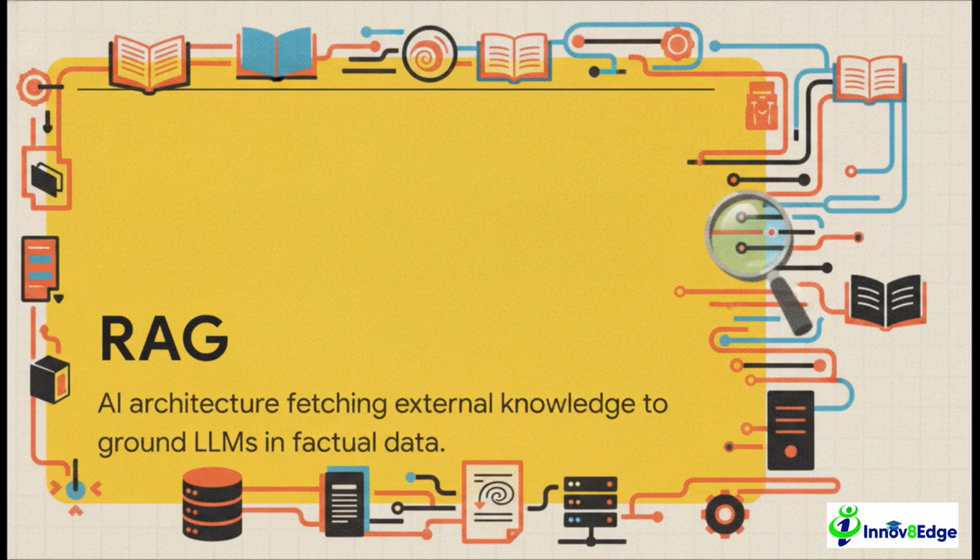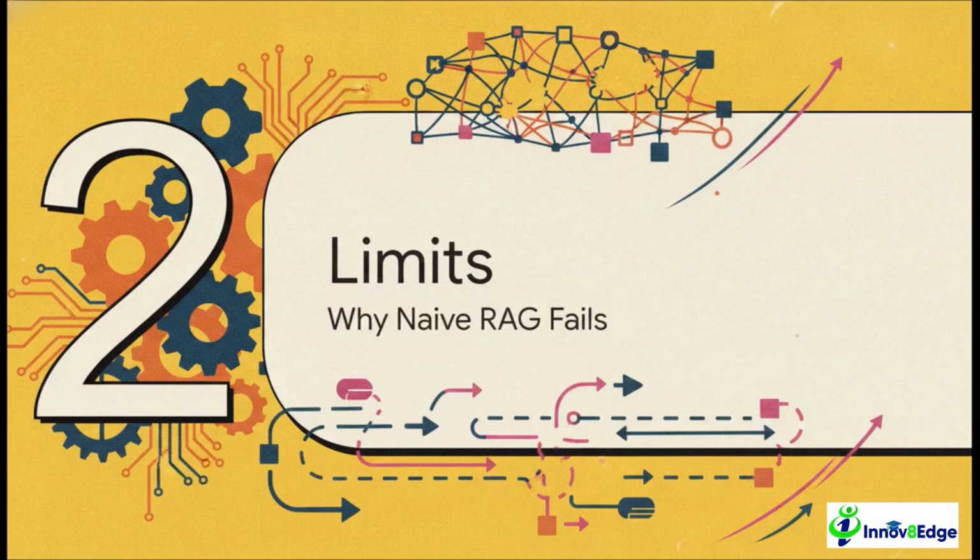Well, we switch the AI over to an open book test using RAG. Retrieval-Augmented Generation essentially forces the AI to look up your proprietary authoritative company data, think internal PDFs, secure databases, or quarterly reports, before it's even allowed to generate an answer. It grounds the AI squarely in your factual reality. Moving right along to part 2, limits, why naive RAG fails.